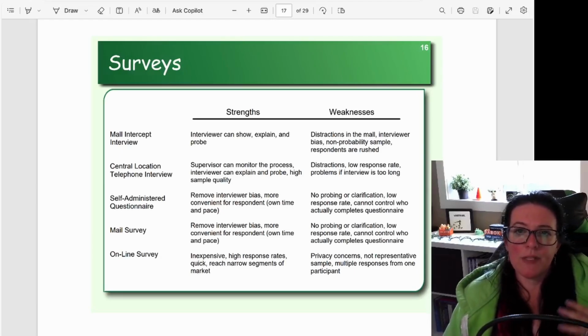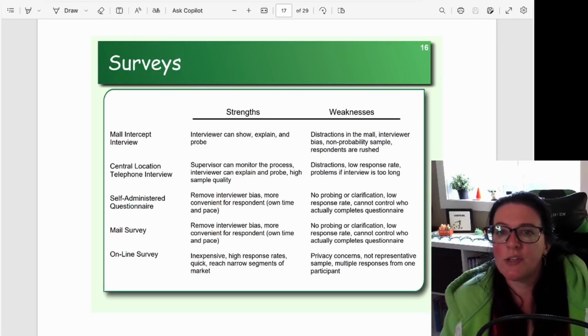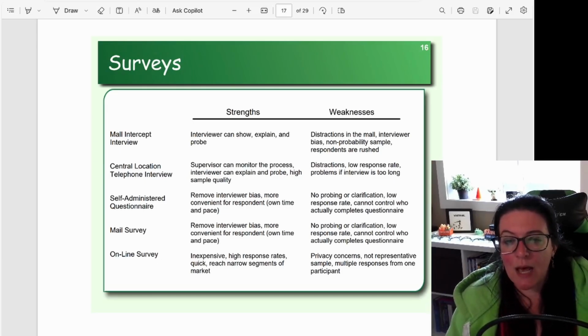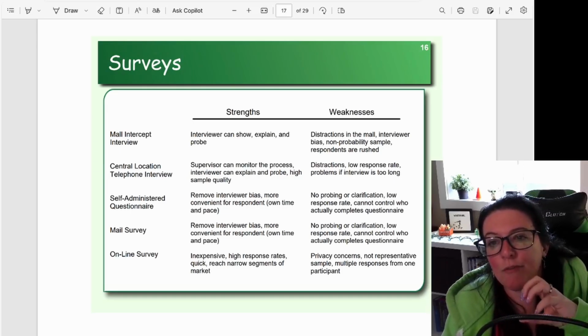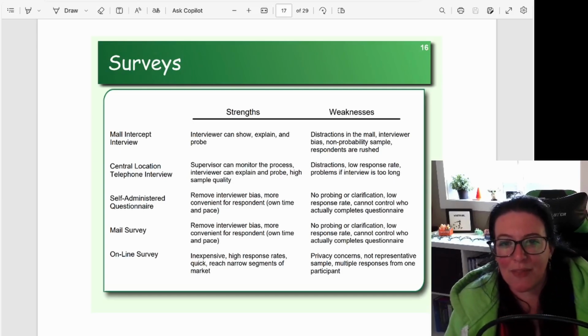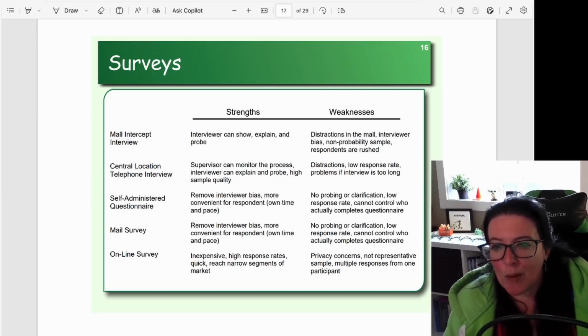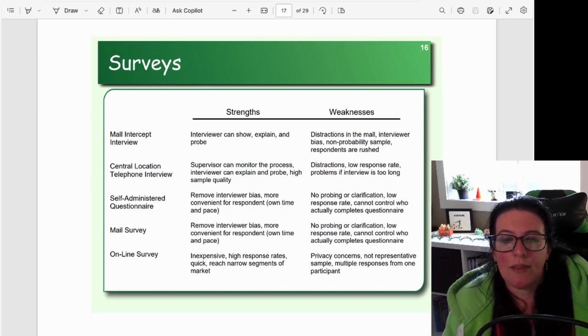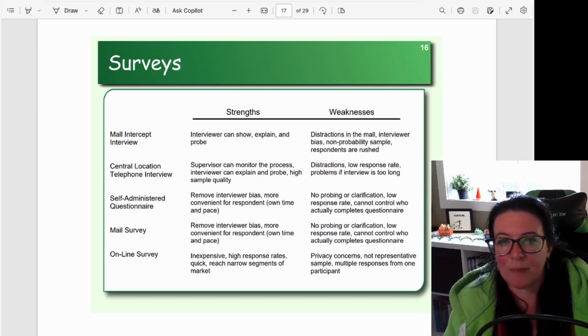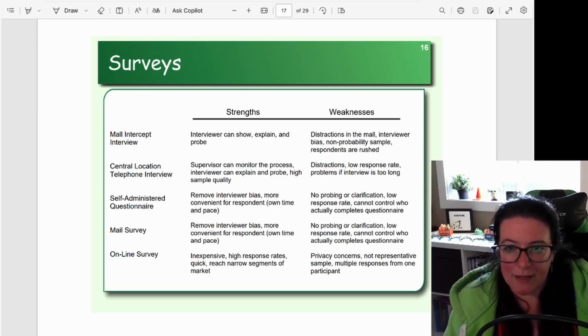So to compare the different methods, the strength of the mall-intercept is that ability to show, explain, probe. The downside is that if you're trying to catch people in a mall, it's not a probability sample. You happen to be getting information from that one group who happens to go to the mall. So it doesn't necessarily represent the greater population. It's a non-probability sample, and your respondents may be rushed. They may be distracted, kids pulling on their sleeves to send them off to do something more exciting. And you can have that interviewer bias.